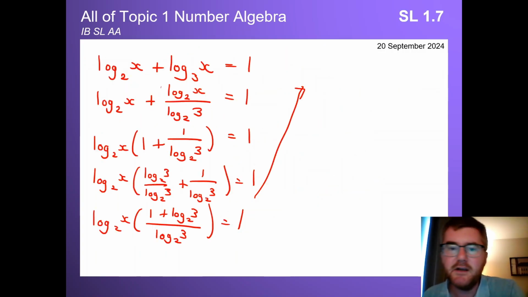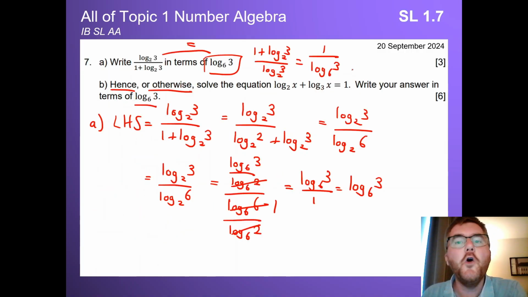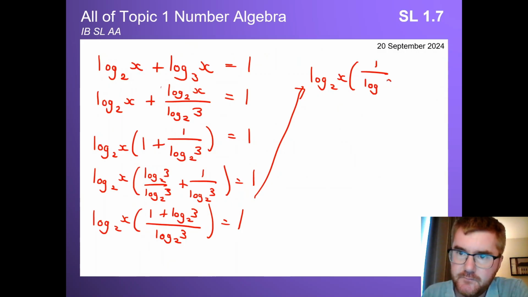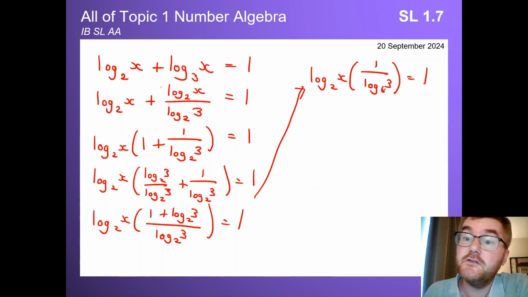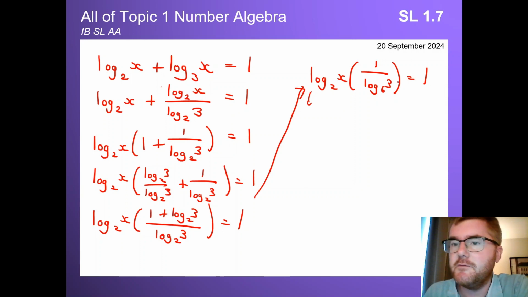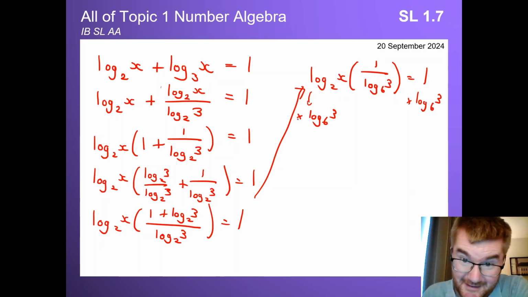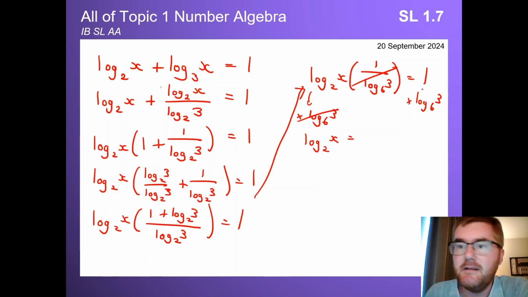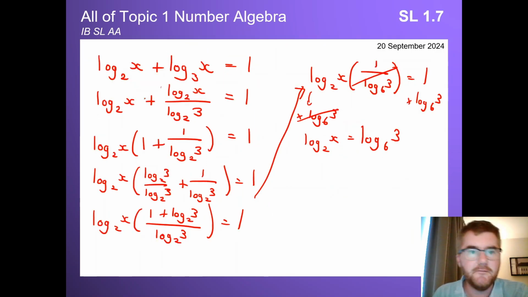Very, very sneaky. So I can just replace my bracket here with 1 over log 3 base 6, and log x base 2 times that is equal to 1. And actually this makes things a whole lot easier because I want to try and get this on its own. So what's the opposite of multiplying by 1 over log 3 base 6? It's just multiplying by log 3 base 6 on both sides. You probably feel the difficulty going up in this part of the video. So this cancels, which is the whole point. So we get log x base 2 equals log 3 base 6, which is what we're looking for, in terms of log 3 base 6.